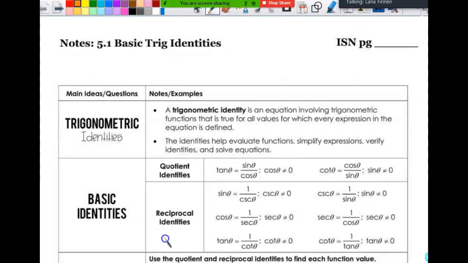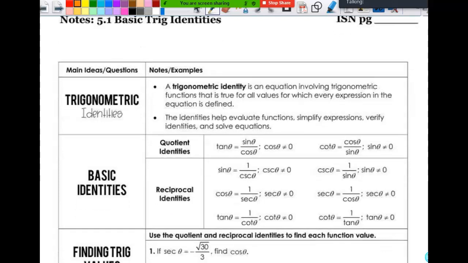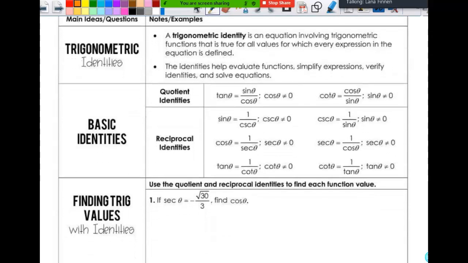And then let's see what we're going to do with these, what a trig identity even is. Okay, so a trigonometric identity is an equation, that means there has to be an equal sign, involving trigonometric functions that is true for all values for which every expression in the equation is defined. Okay, so basically, it's a true statement about the relationship between whatever it is in our equation, and then we're going to use these things to manipulate what we have to get it into the different forms that we need.